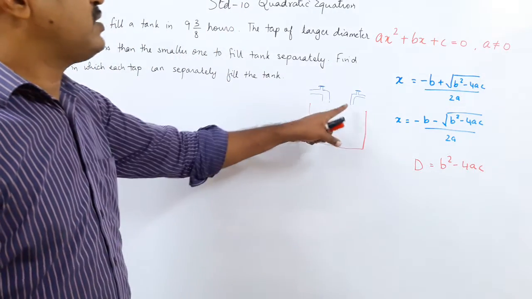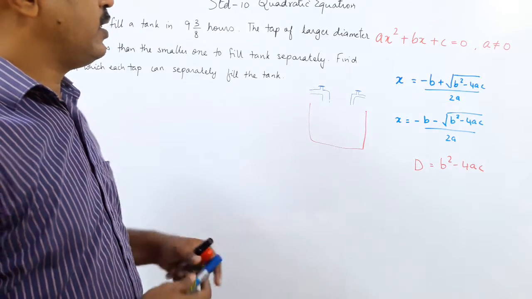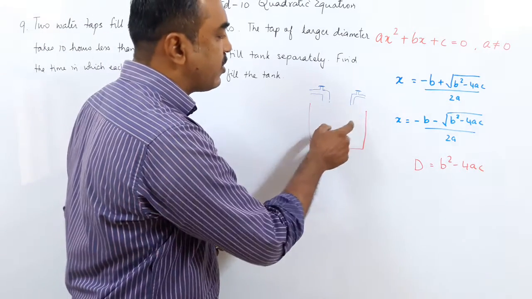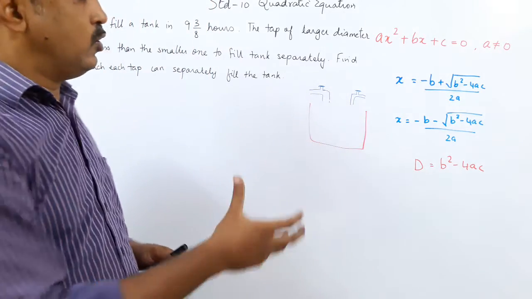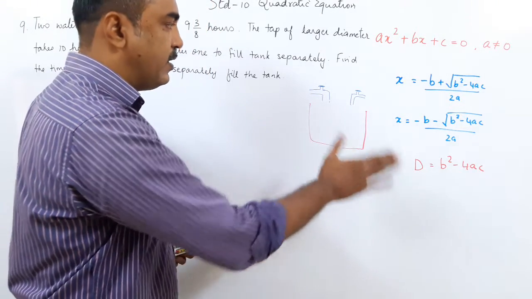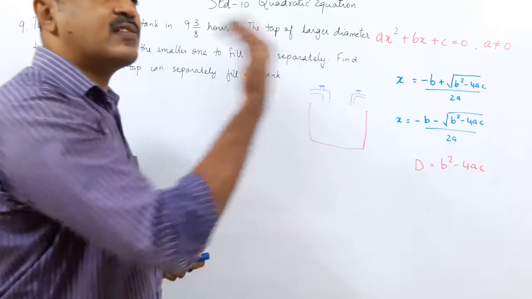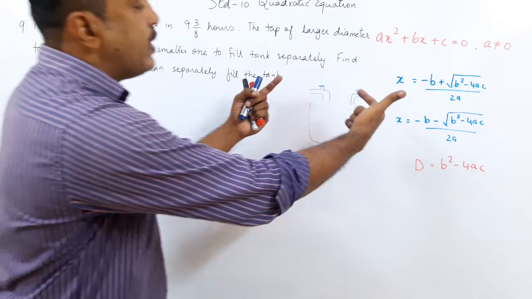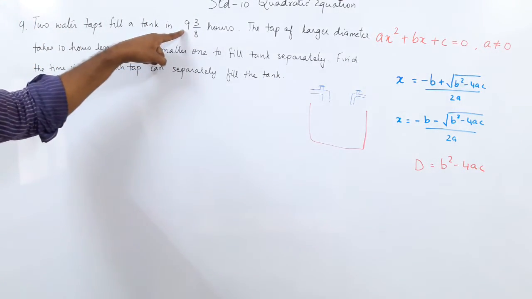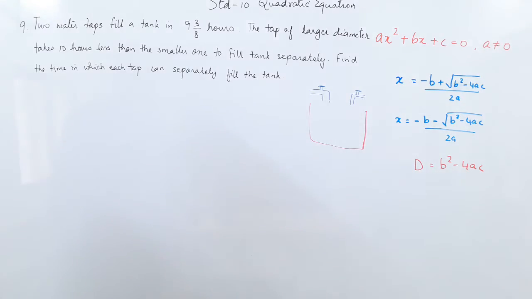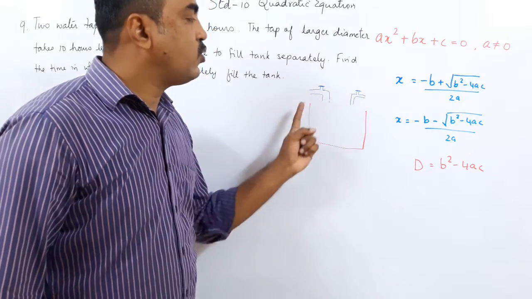Means if this tap takes 30 hours, this tap will take 20 hours. So suppose the smaller tap is filling the tank and let us say it takes 30 hours to fill the whole tank separately. Then if I close this tap and I open this tap, then this tap would have taken 10 hours less, that means 20 hours. But when I open both the taps together, then together they will fill the tank in just 9 integer 3 by 8 hours. So we have to find out how much time it takes for each tank to fill it separately.